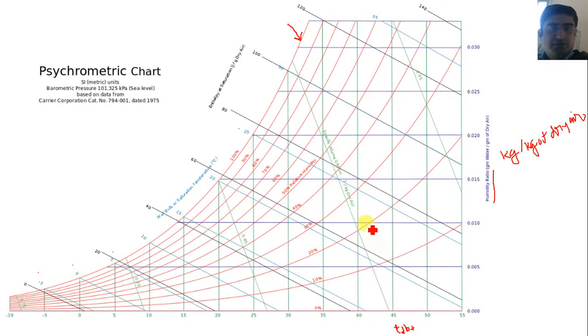And also, if you want to find the value of the specific volume in meter cube per kg of dry air, then you can see the lines shown in green color. On all these inclined lines you can find the value of the specific volume in meter cube per kg of dry air. Here you can see 1, 2, 3, 4 lines, and here is also a small line, so 5 lines are given to find the value of the specific volume.